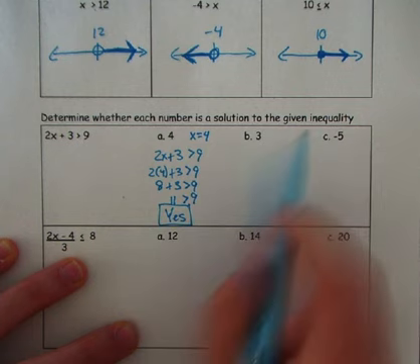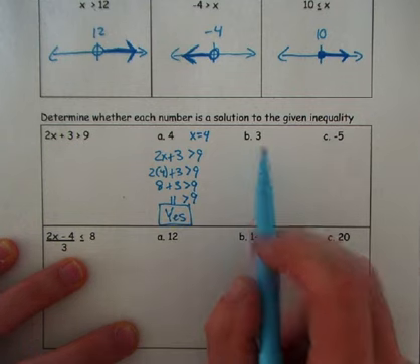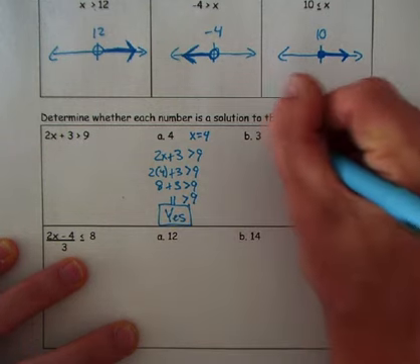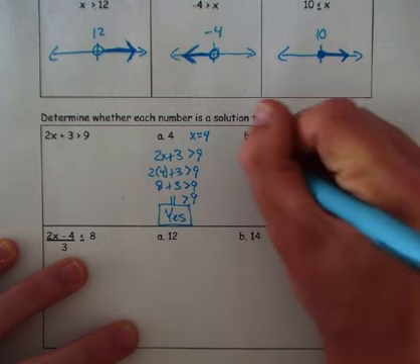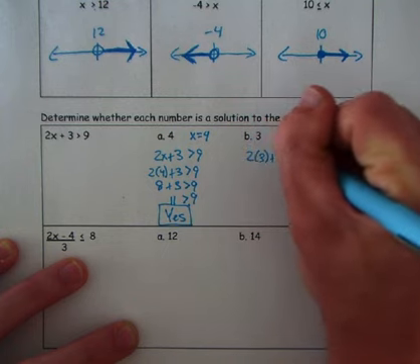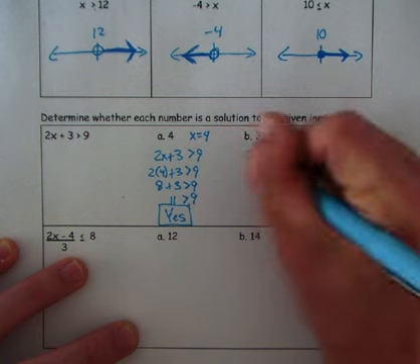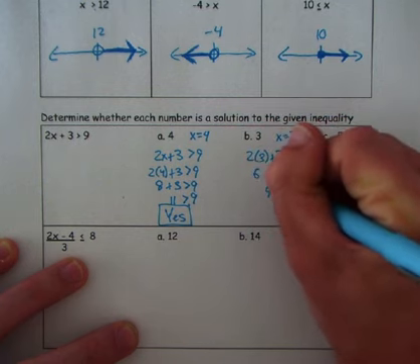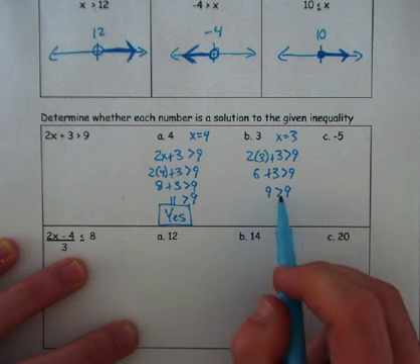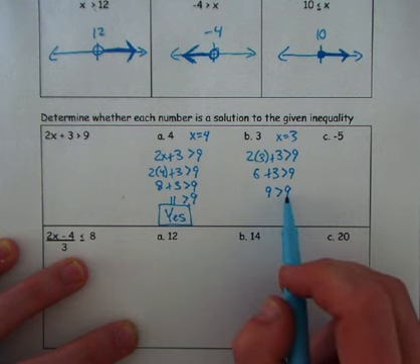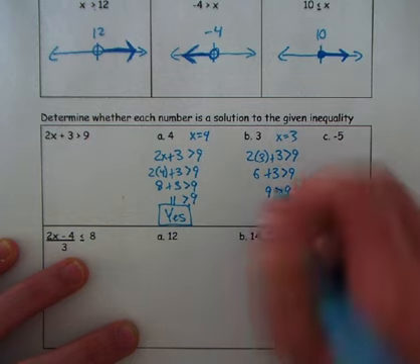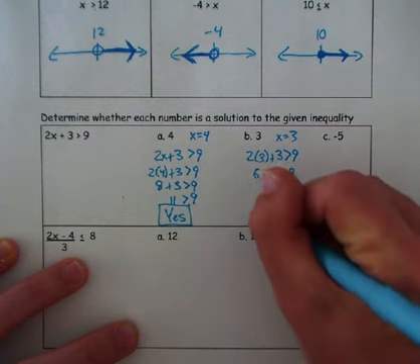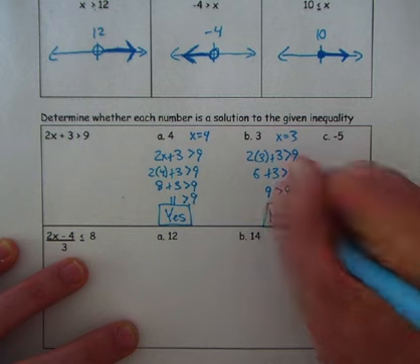It is a solution to the given inequality. Same thing with 3. We're going to say x equals 3. 2 times 3 plus 3 is greater than 9. 2 times 3 is 6, plus 3 is greater than 9. That gives us 9 is greater than 9. Now, is 9 greater than 9? No. If this was greater than or equal to, it would be true. But since 9 is not greater than 9, the answer is no. This is not a solution.